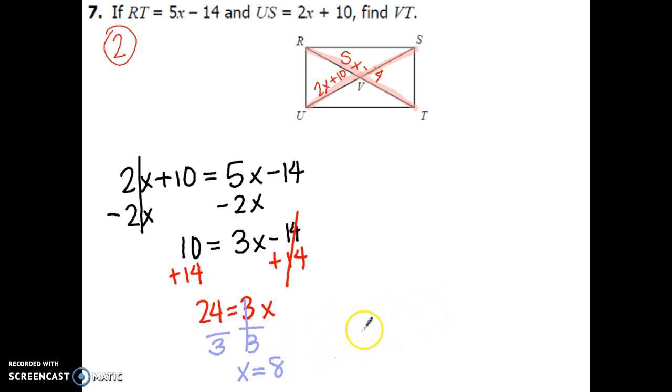However, we weren't looking for x, we are looking for VT. So VT is this second half of RT. And so what I can do is plug in what I got for my x into that equation. Let me erase this right here.